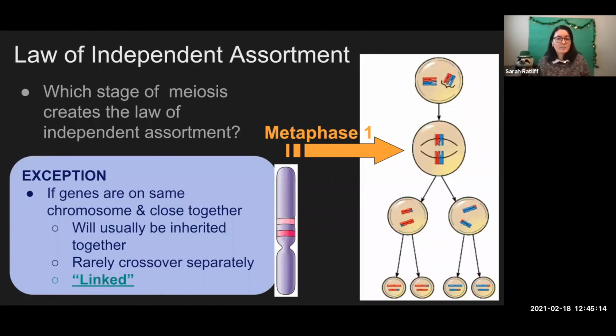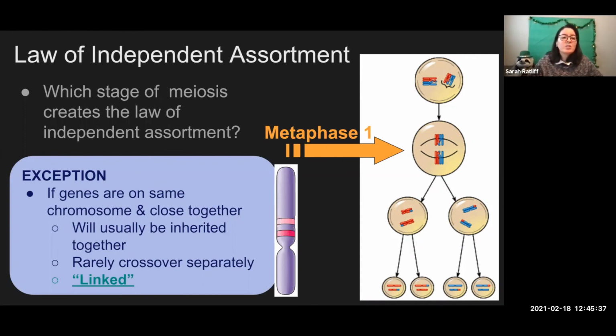Where does this happen? Hey, we know that. Independent assortment happens during metaphase 1, wherever they line up, whichever way. As long as they're non-homologous, they line up totally randomly. The only exception to this law is something called linked genes. We're going to get deeper into this next week.